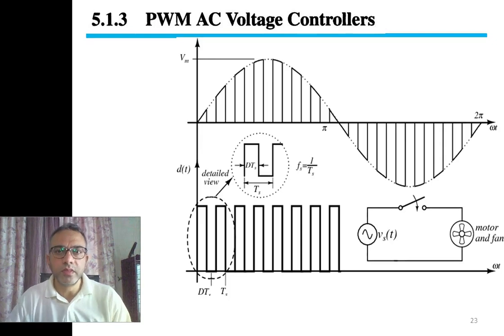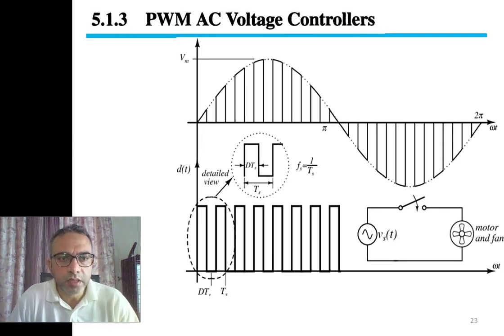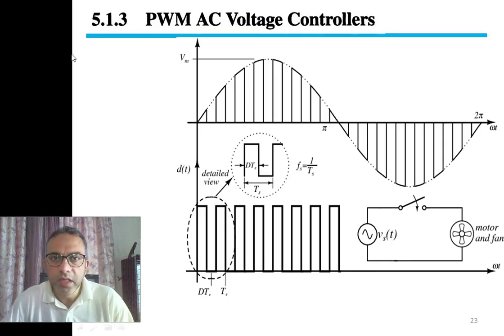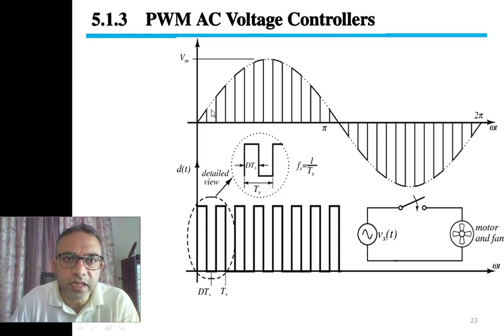Here we see the sine wave and the PWM AC voltage. If you look at the dotted wave, the dotted wave represents the input voltage from 0 to pi and then from pi to 2 pi. And then on the dotted wave, we see the bold PWM AC voltage.